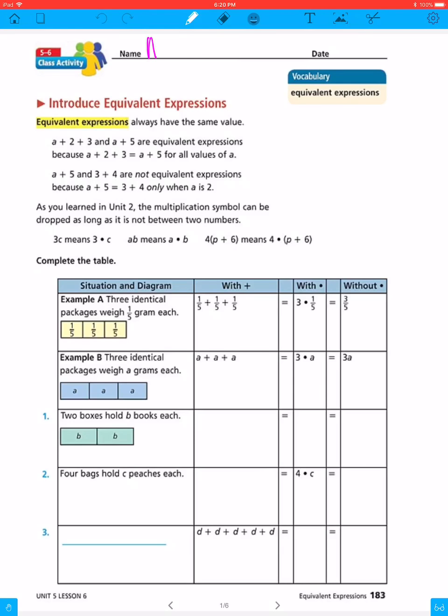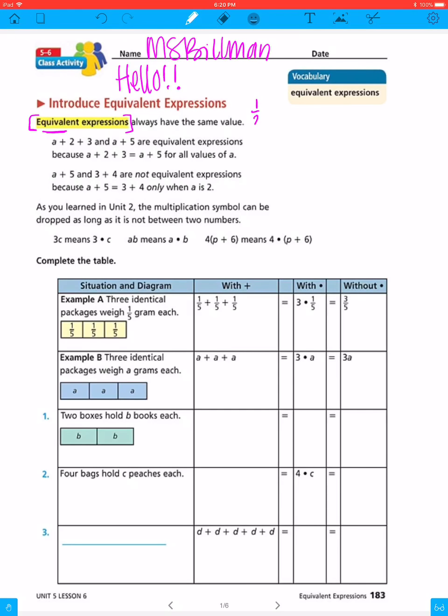I hope you're having a great day, and this is the 5-6 student activity book lesson. This is on page 183, and I'm not actually there right now, but Mrs. Smith is awesome, and she'll be playing with this while I'm not there, and there are some points to pause.